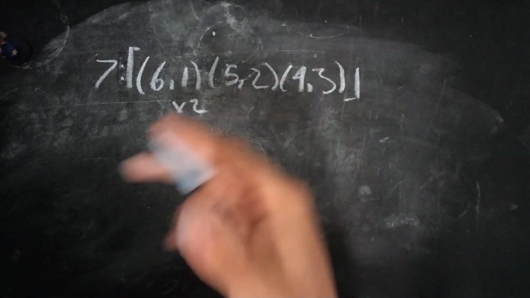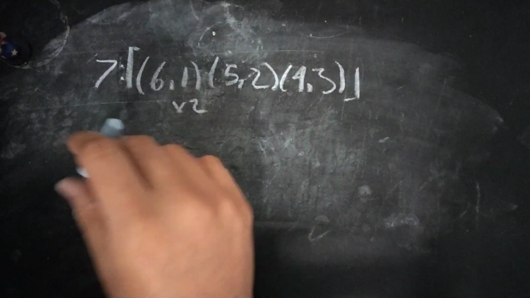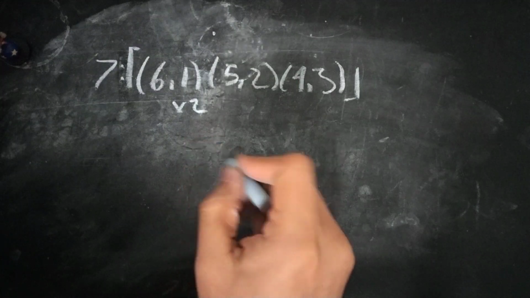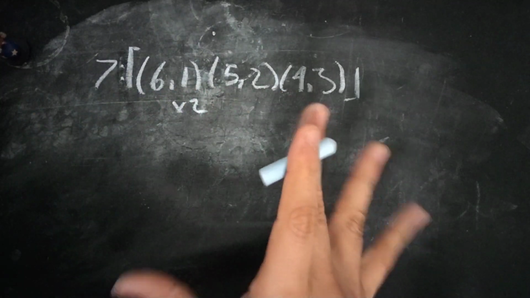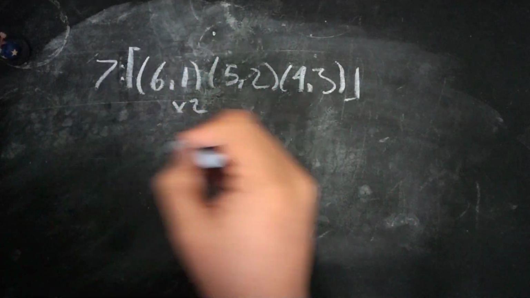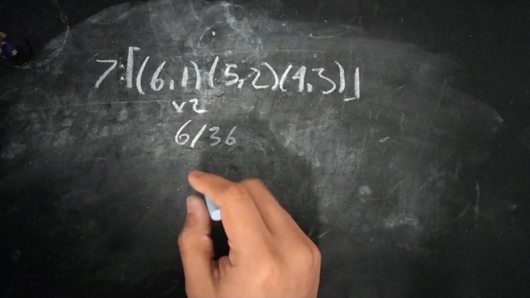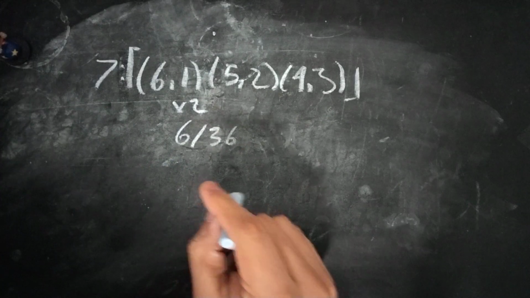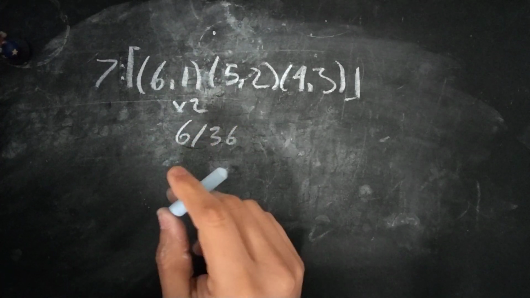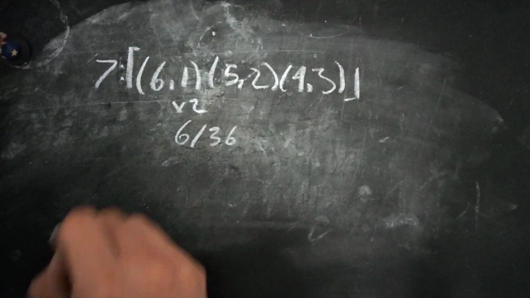1, 2, 3 times 2, that's 6. And for 2 dice rolls, that's 6 times 6, 36. That's the entire space. So the probability of getting the sum of 7 is 6 over 36. And I'm going to leave it like that without reducing it. It just makes the problem easier later on.